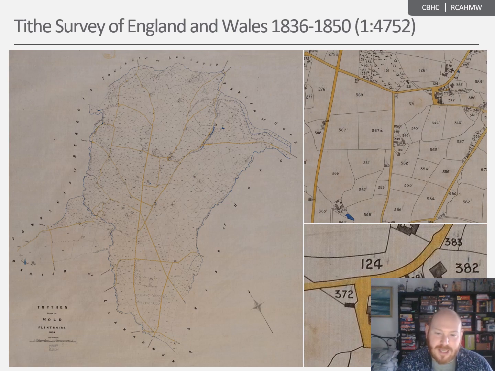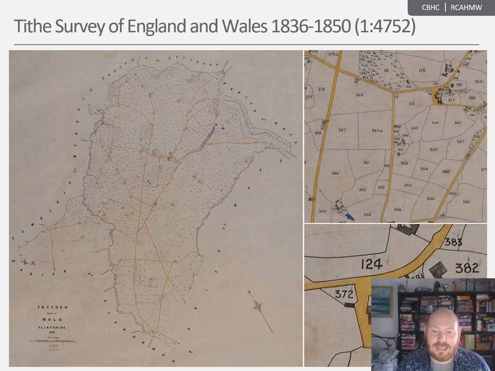So the tithe maps themselves are a fantastic resource. Again, they show the landscape in a level of detail. They show each field. They do show buildings, although one of the things I will say is that when they do depict buildings, they tend to be an approximation rather than something they've physically surveyed. And tithe maps are quite interesting because the level of survey, because they were surveyed at different times by different surveyors, tends to vary.